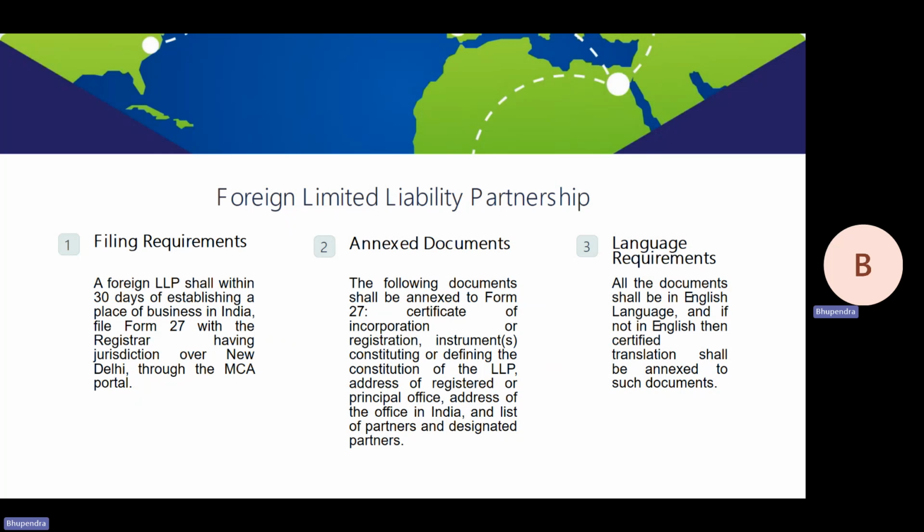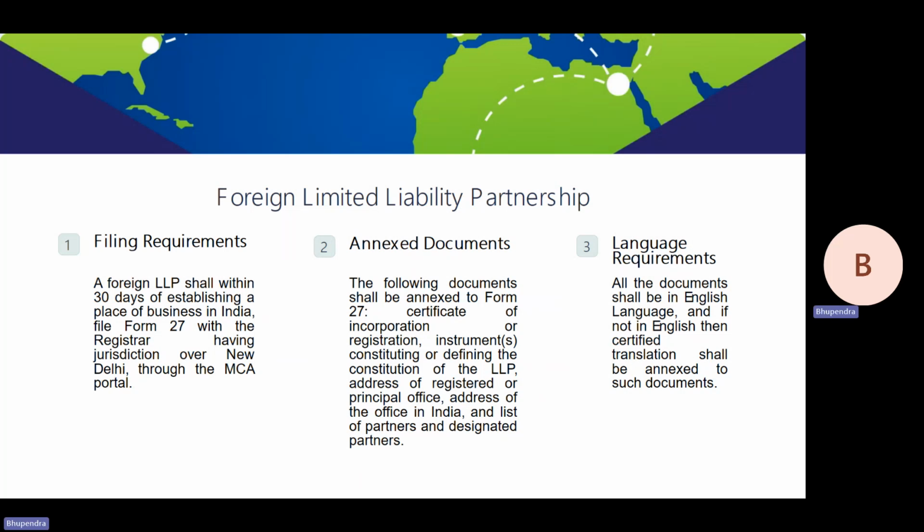So the Form 27 will be filed with the registrar within 30 days of establishing a place of business in India, not only outside India. जब इंडिया में होगा उसके 30 डेज में रजिस्ट्रार को फाइल करें, और उस फॉर्म में जो एनेक्स्ड डॉक्यूमेंट्स होंगे, the following documents shall be annexed to the Form 27, which are certificate of incorporation और registration. Certificate of incorporation था LLP का, which Harshita talked about, वो annexed Form 27 के साथ, and instrument constituting or defining the constitution of the LLP, address of the registered office, and the registered office in India and outside India both will be specifically mentioned, and it should be in English language.